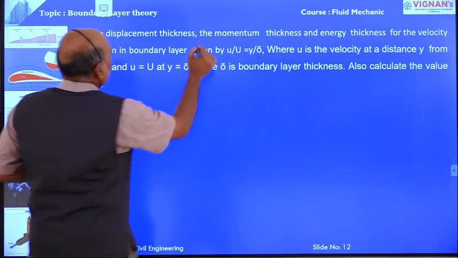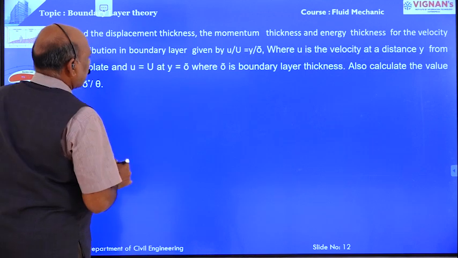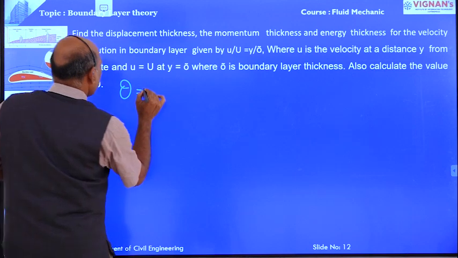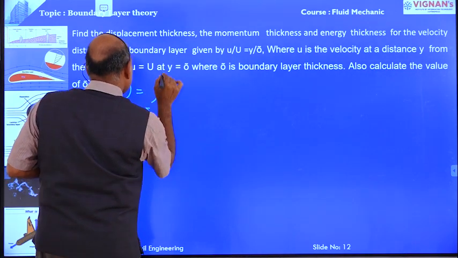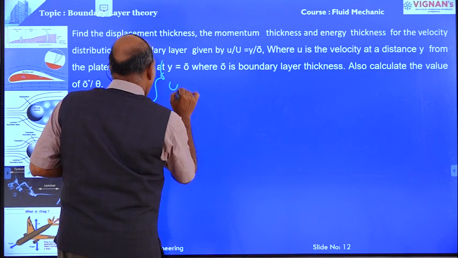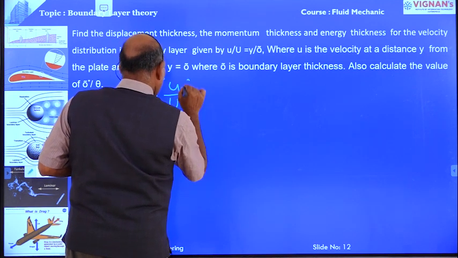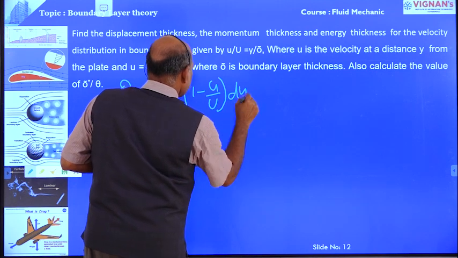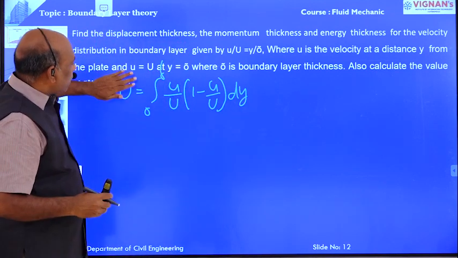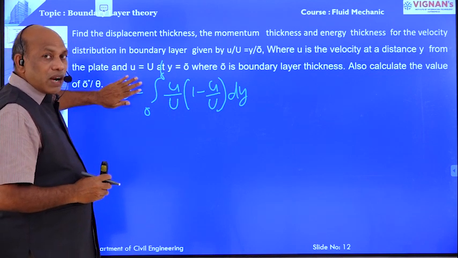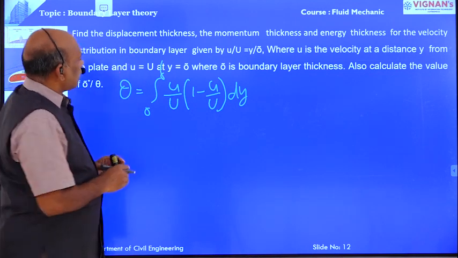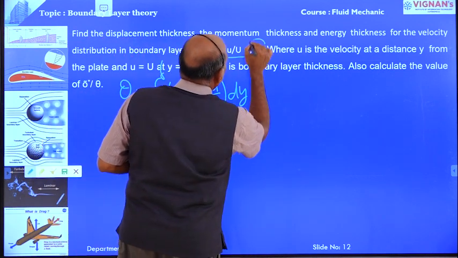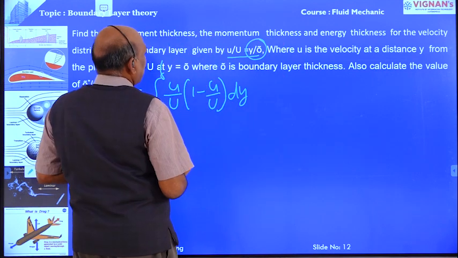And another one, momentum thickness. What is the formula? Momentum thickness is denoted by theta. Theta equal to integral 0 to delta of small u by capital U into 1 minus small u by capital U, dy. This is the formula for the determination of momentum thickness. I have already derived this in the last class. Here also, in place of u by capital U, we are going to substitute y by delta.